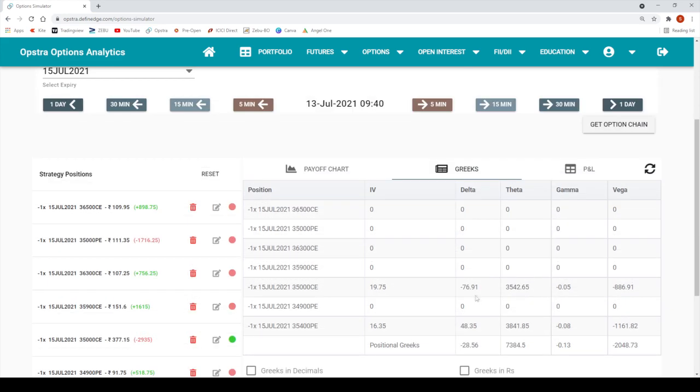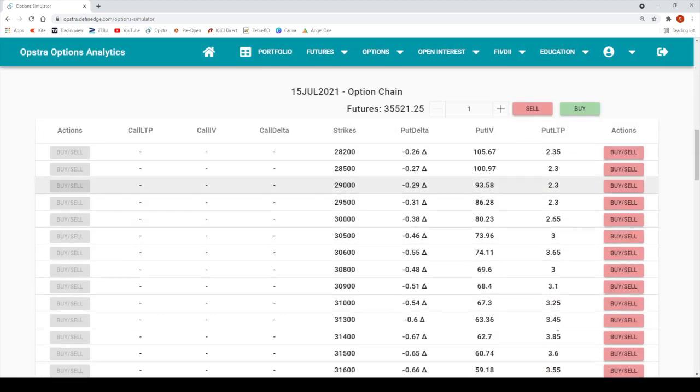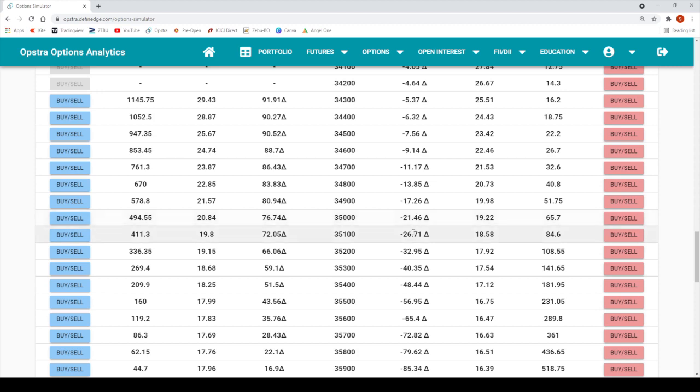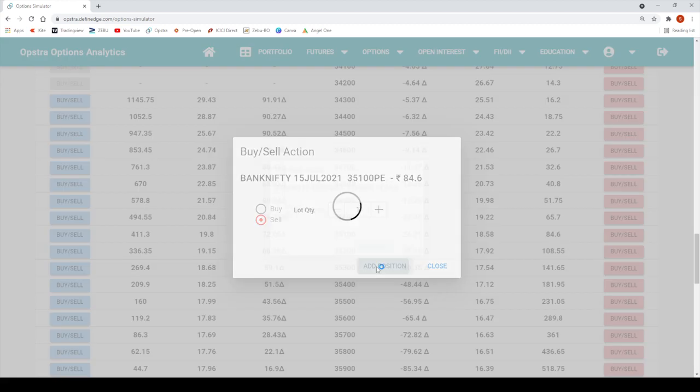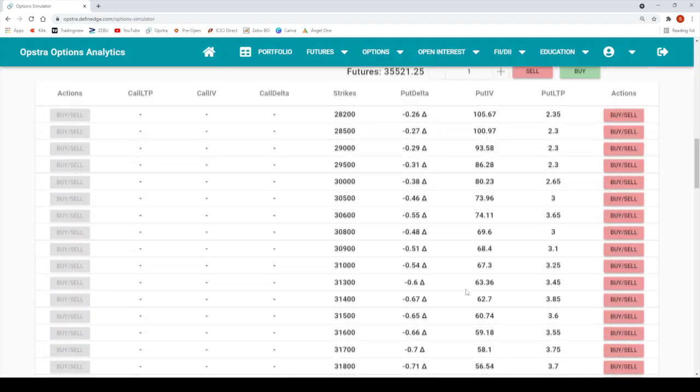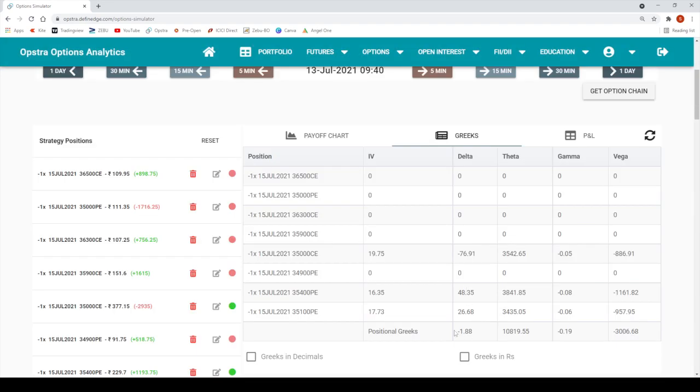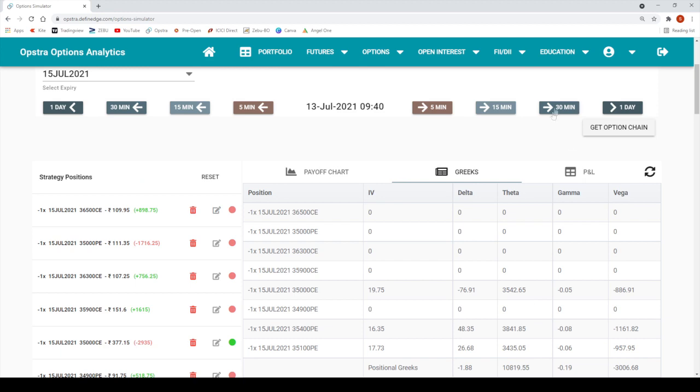So now what I am going to do, since the market is going up, I am going to sell additional put, which is having 25 delta. So 35,100 is having 26 delta. I am going to sell it. Okay, now delta managed. So we will go forward.